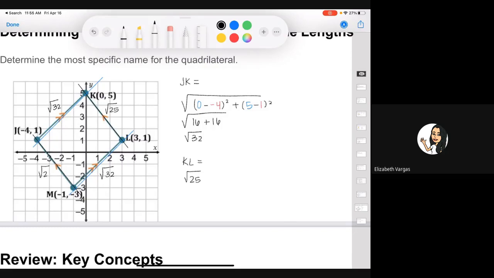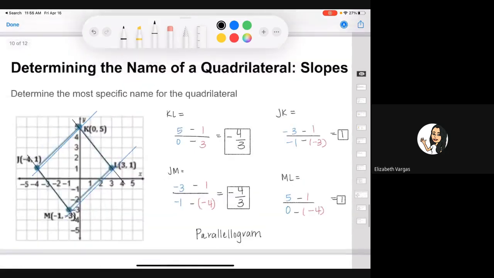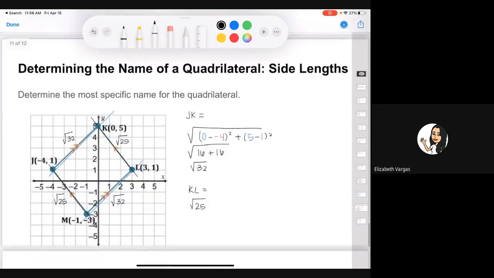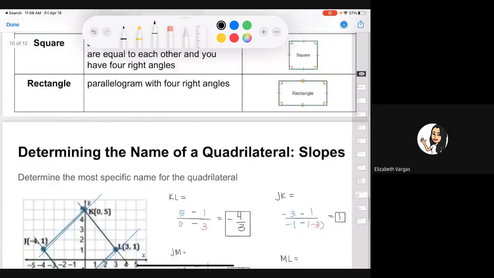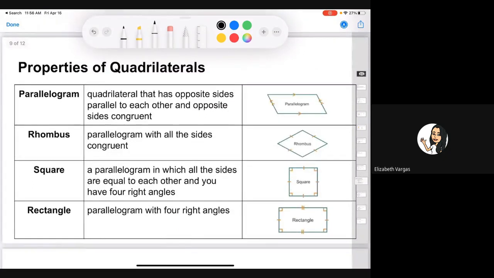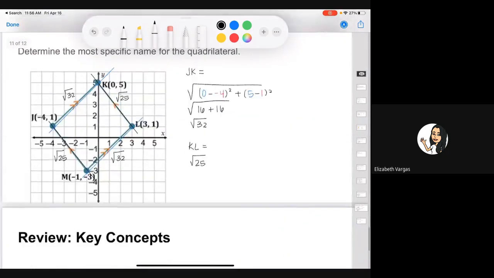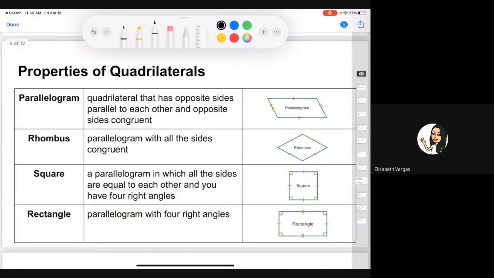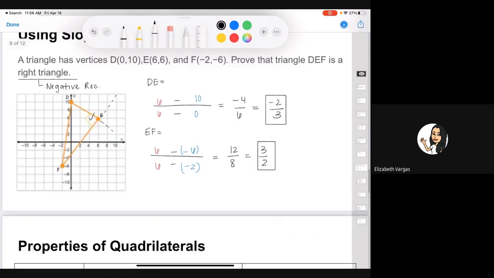And so because both of the opposite sides are parallel, and because both of the opposite sides are congruent, that satisfies this being a parallelogram, so you can say that that's a parallelogram. If for some reason you had a square or rectangle, what you want to do is use your slope formula to identify if you have right angles, and we just went over that.